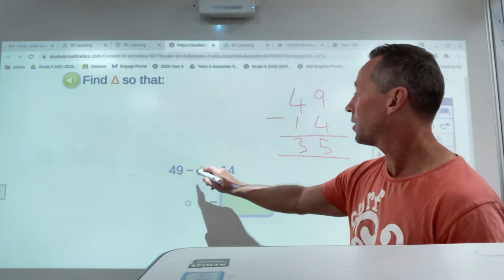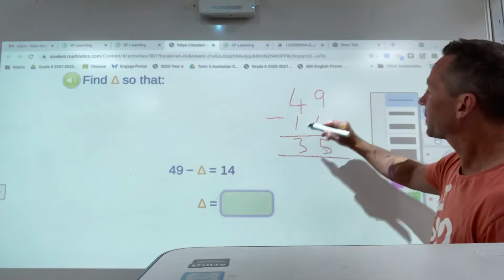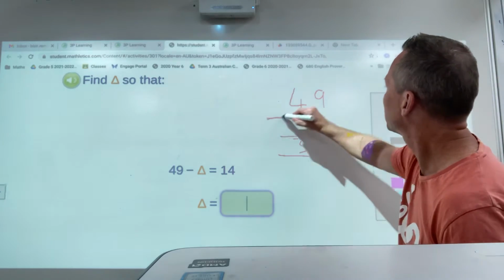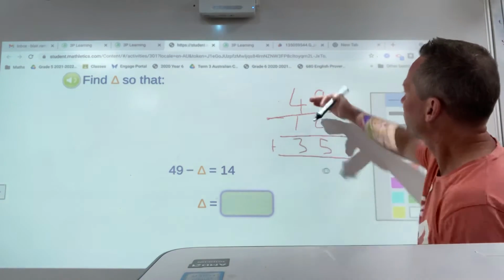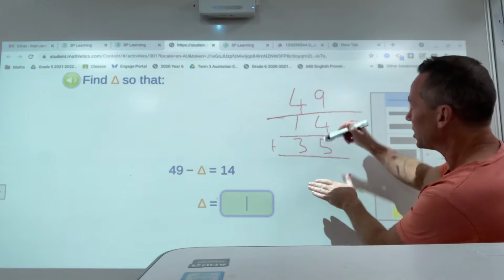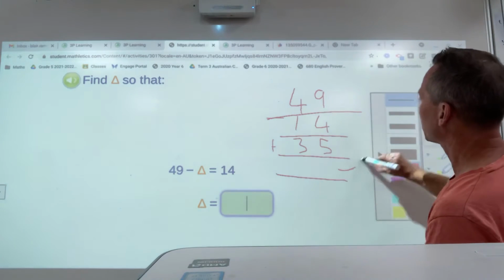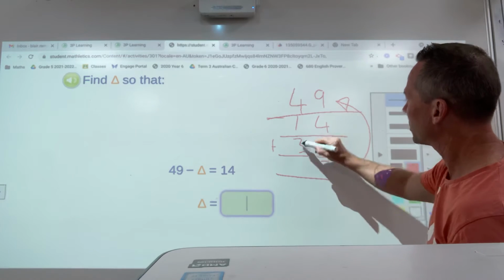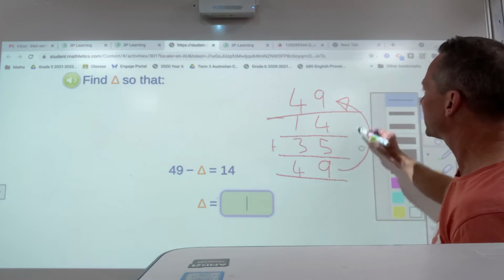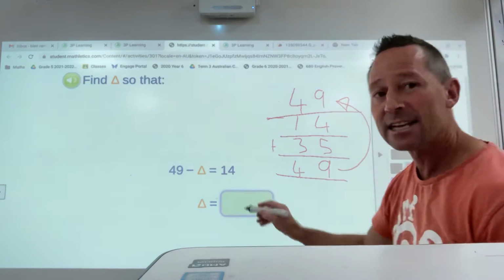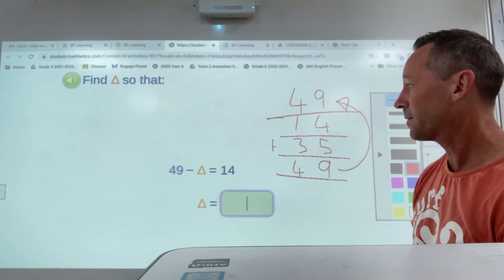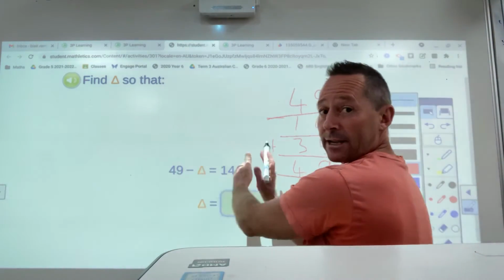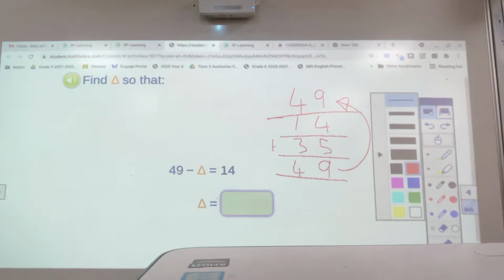Let's double check. 49. And I could do this. The opposite to minus is plus. So if I plus these 2 numbers down here, it should give me the same as this one up top. 4 plus 5 is 9. 1 plus 3 is 4. And that's what we started with. So this answer here has to be 35. Whatever's on this side will equal that side, like the seesaw. So this answer is 35.